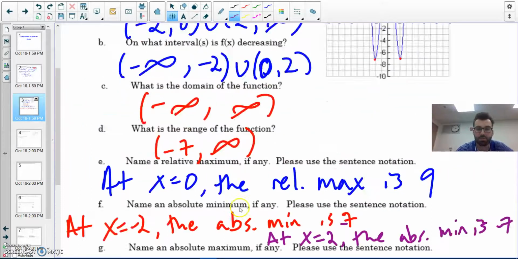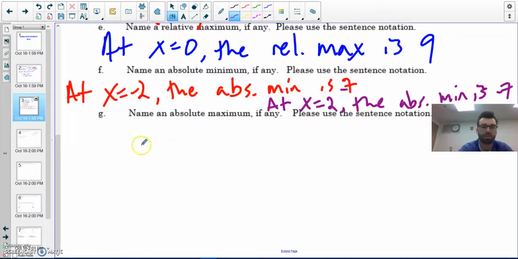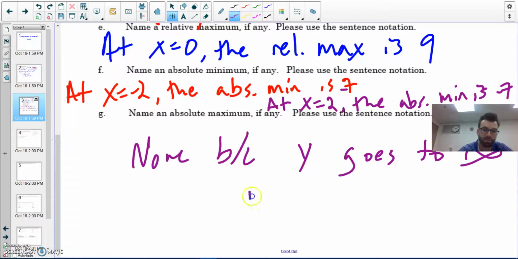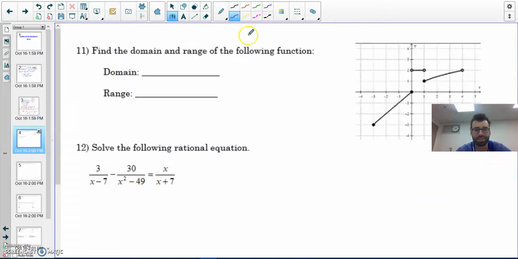Is there an absolute maximum? Well, our function here goes off to infinity. This is considered a relative maximum because relative to the points around it, it is a maximum. However, there is no absolute maximum because our graph goes on to infinity, it is continuing to increase. So there is none because y goes to infinity. Because our y values are our range, our range goes to infinity. All right, our outputs. Okay, that's number 10. That's a great one. I like number 10. That's solid.